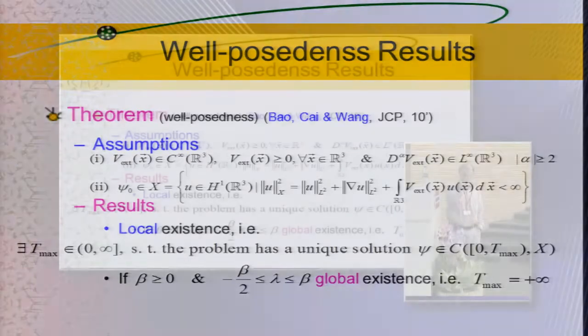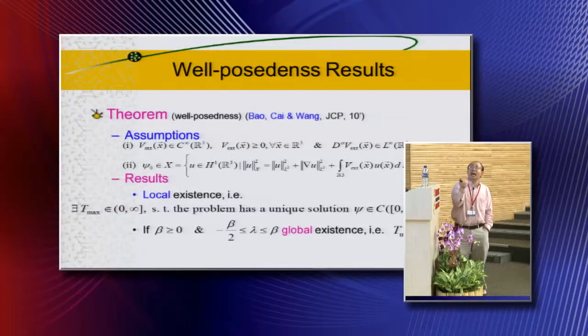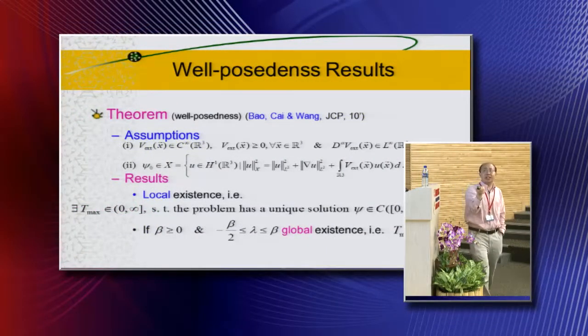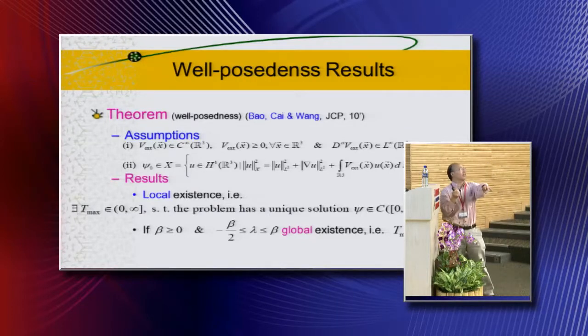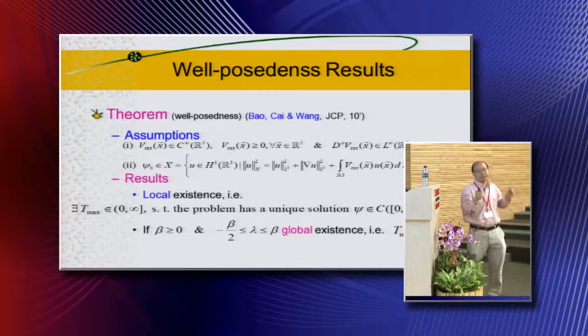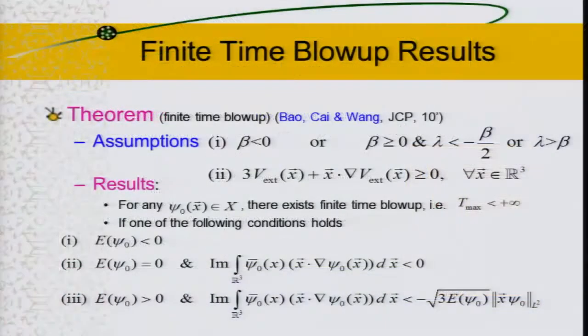With this new formula we can use it to prove some local existence. Also, if beta is greater or equal to zero and lambda is between minus beta over two and beta, then a global solution exists: given initial data, the solution exists globally. We can also prove that if beta is less than zero, or beta is greater or equal to zero and lambda is bigger than beta or less than minus beta over two.